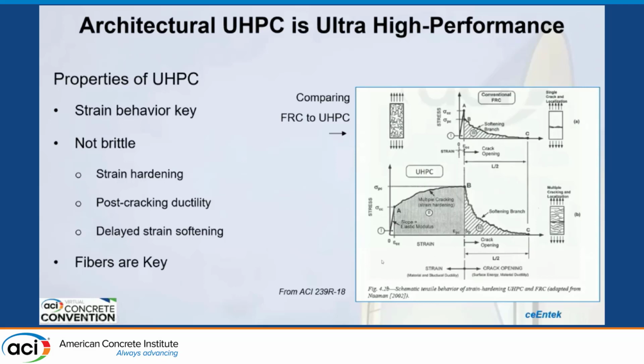That's where this rapid softening occurs. With ultra high performance concrete, you get what we call strain hardening, where the first cracks occur about A, but then you develop additional resistance to that tensile force. You develop multiple small cracks before you finally get a yield, and you develop that softening after that.